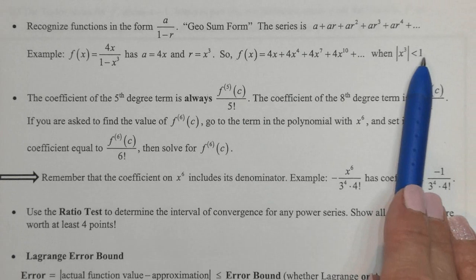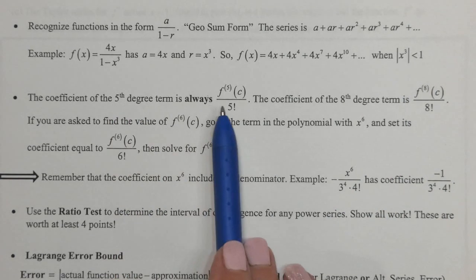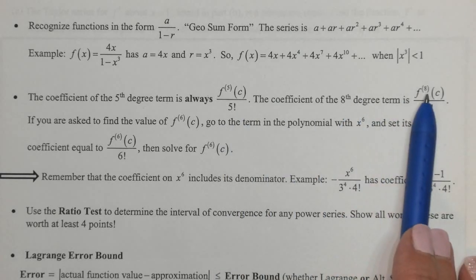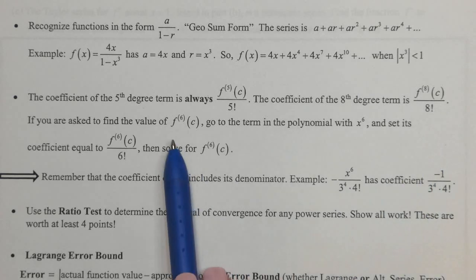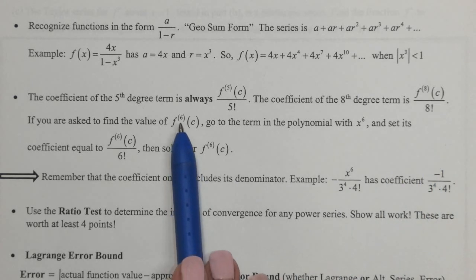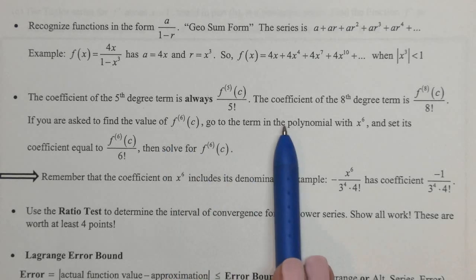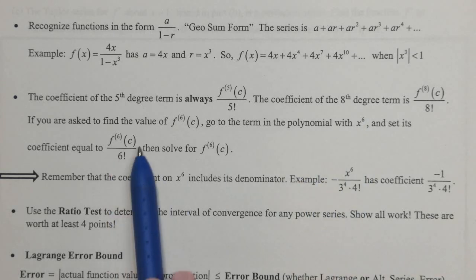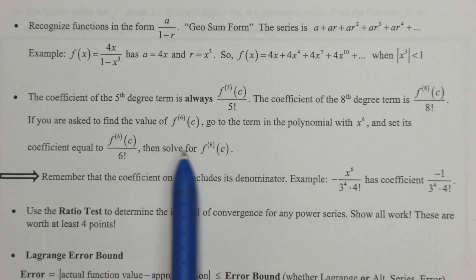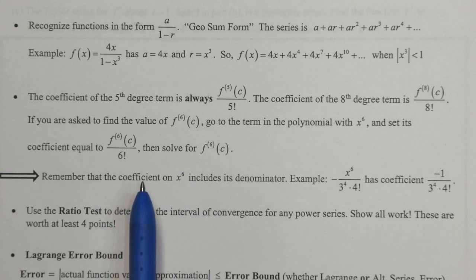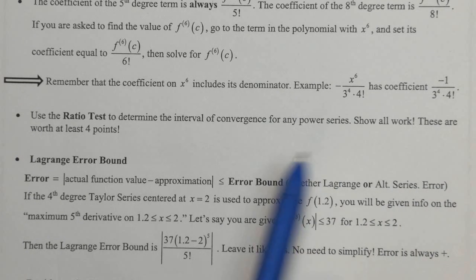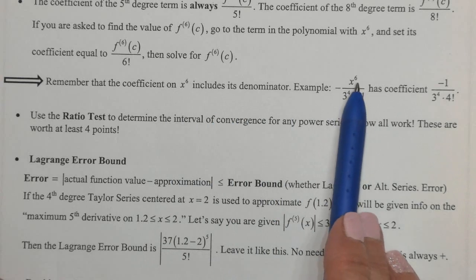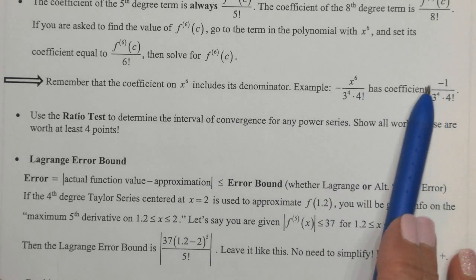The coefficient of the 5th degree term is always this. The coefficient of the 8th degree term is always this. So if you are asked to find the value of the 6th derivative, go to the term with x to the 6th in it and set its coefficient equal to this, and then solve. Remember that the coefficient includes the denominator. So the coefficient of x to the 6th here is this.